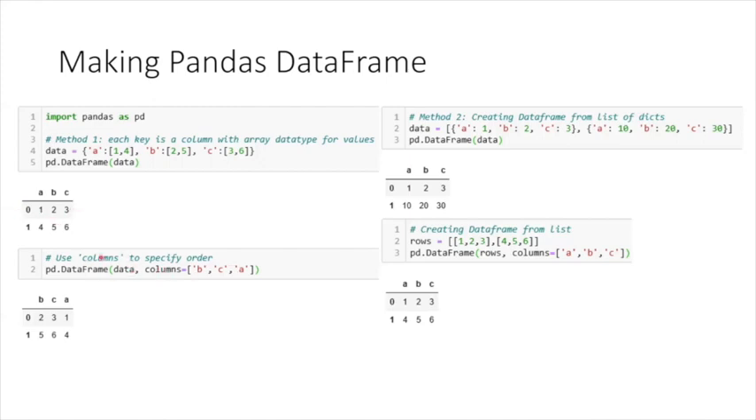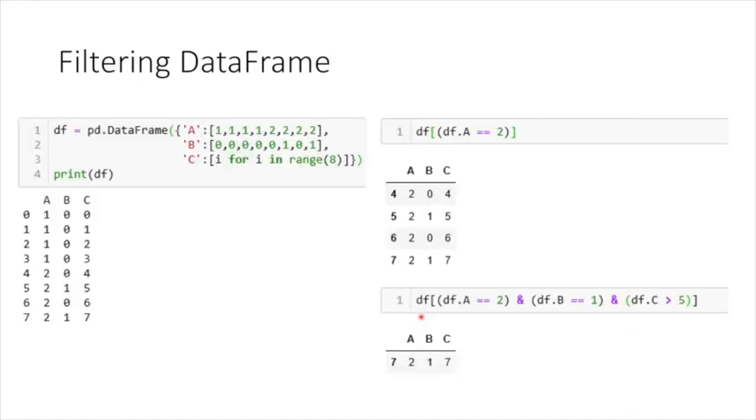We can change around the columns with the columns variable. We can create a data frame from a list of dictionaries instead of just one dictionary. It's the same concept. You can create a data frame from a list, like it's written here, as long as you specify the column headers. The entire point of using a data frame is that it's very easy to manipulate data once you have it in a data frame format.